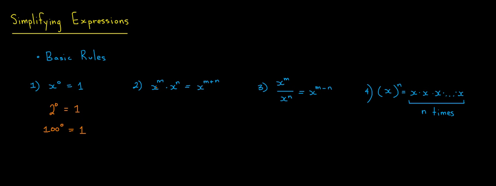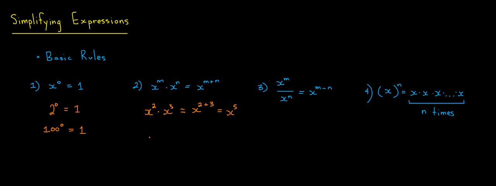Number 2, if you have x to the m power times x to the nth power, that's simply x to the sum of the two powers, so m plus n. So really you're just summing these two exponents up. An example is if you had x squared times x cubed, that would be x to the 2 plus 3, so we just add that up and we get x to the fifth.